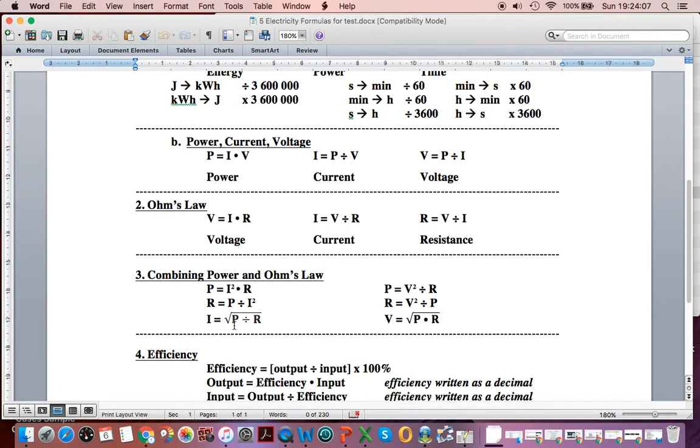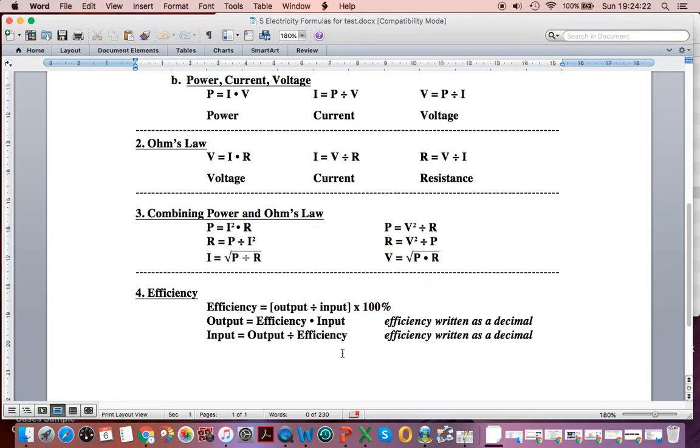And if you're given the power and the resistance and you need the current, divide them and then take the square root. And similarly, we can do this if we're dealing with voltage, resistance, and power. And these are the three formulas we get. Efficiency goes back to the first section. And remember, when you write the efficiency in the last two formulas, divide by 100 so it's written out as a decimal. So hopefully that helps you.